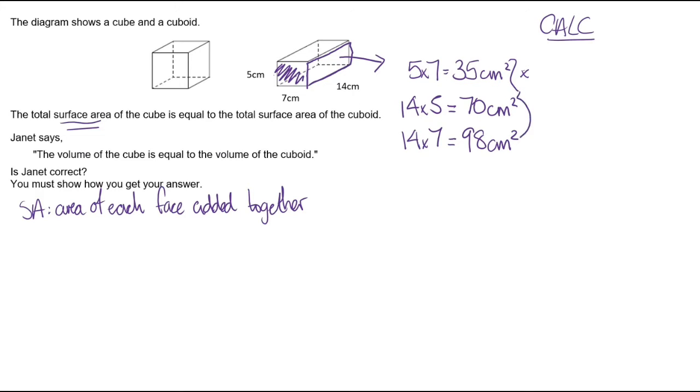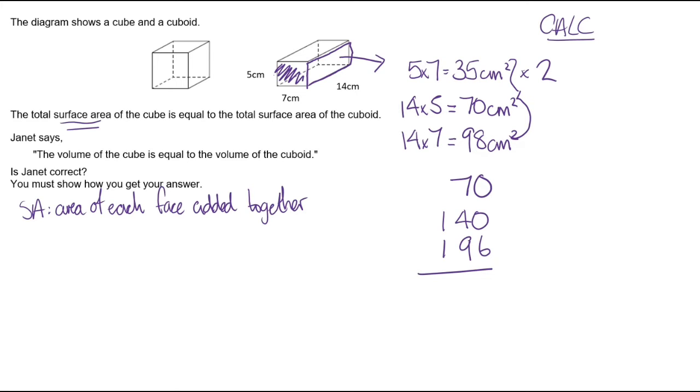Okay, and that's the same for each of those faces. So there's 2 at the side, 2 at the top, 1 at the top, 1 at the bottom. Okay, so I'm going to multiply all of that by 2. So I'm going to have 35 times 2, which is 70, because that's the area of the front face and the back one. 70 times 2, which is 140, because that's the area of this side and this side. And then the top and the bottom will be 98 times 2, which is 196.